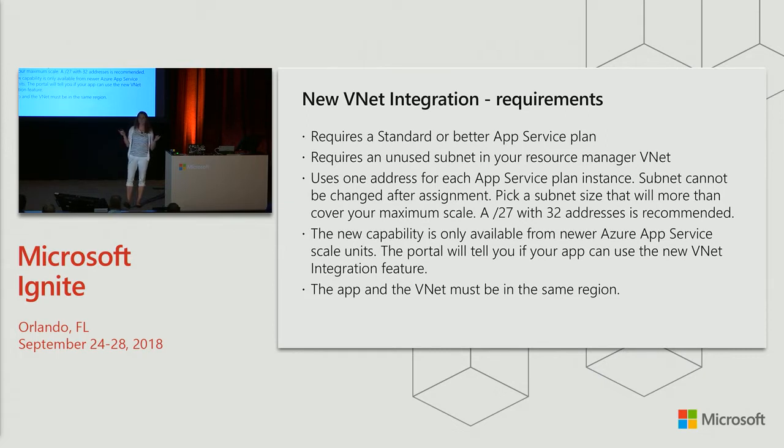Today it's going to be on par with the current VNet integration feature. It's going to require a standard or better app service plan. It will require you to have an unused subnet inside your VNet. The way it works is each app service plan instance is directly in your virtual network. That means each instance needs an IP address. So within the multi-tenant app service, we can scale up to 20 instances. So to handle that, you need to have a subnet big enough to handle your maximum scale. So we encourage everybody to use a /27, which gives you 32 addresses, almost. It gives you 27 addresses.